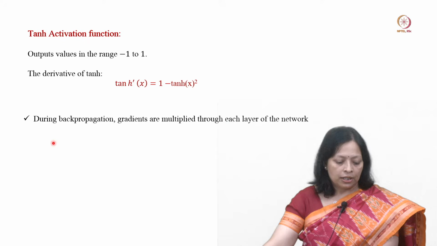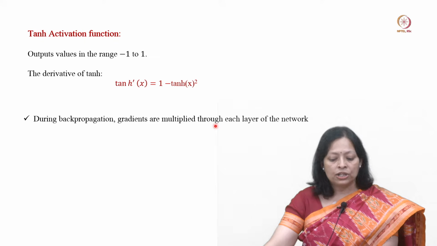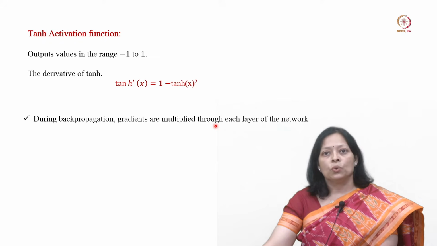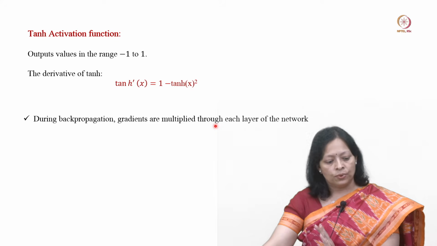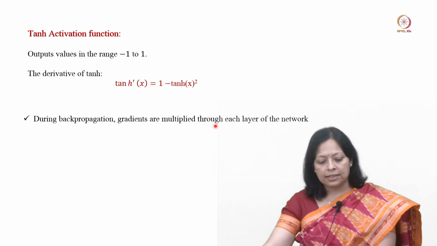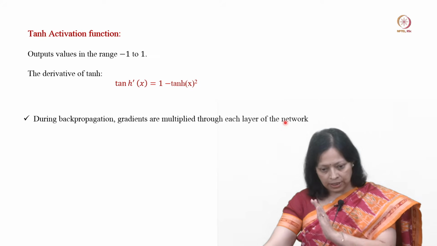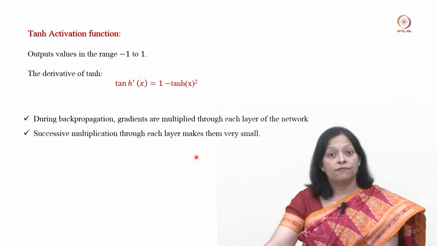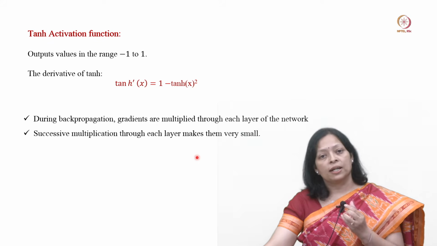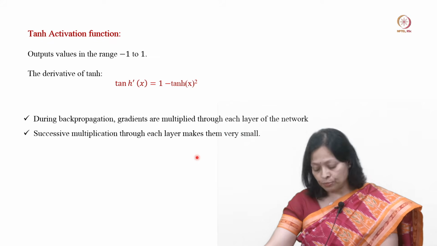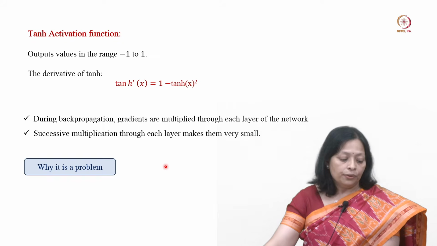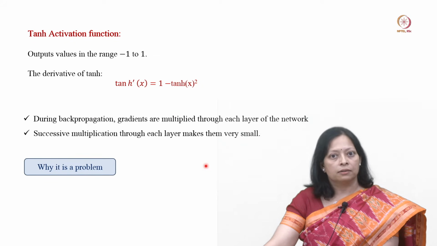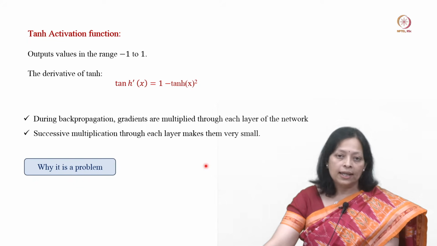During backpropagation, the gradients are multiplied through each layer of the network. When we do the backpropagation algorithm, we use the chain rule and keep multiplying the gradients across the layers through the entire network. Then successive multiplication through each layer makes them very small. When a small number is multiplied by another small number, it becomes even smaller. We have understood what the vanishing gradient issue is, and now we will see why it is a problem.